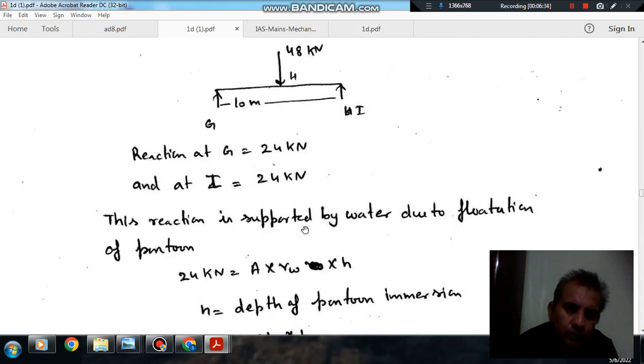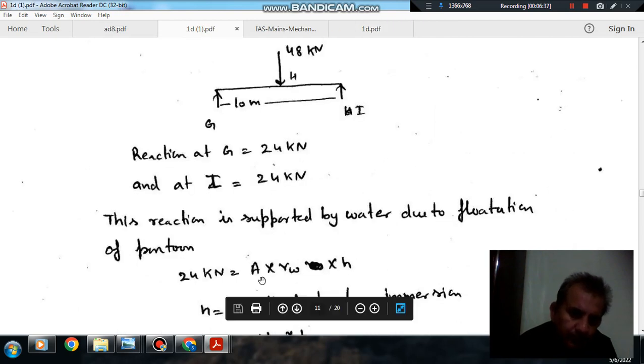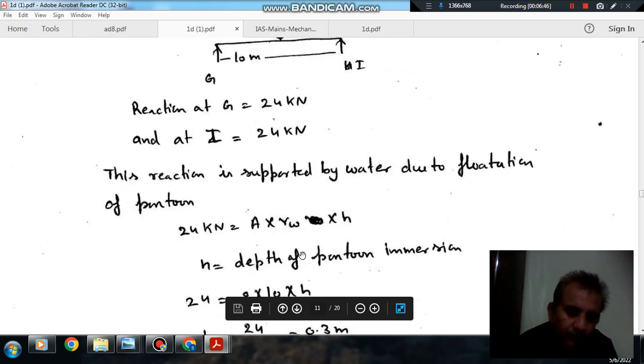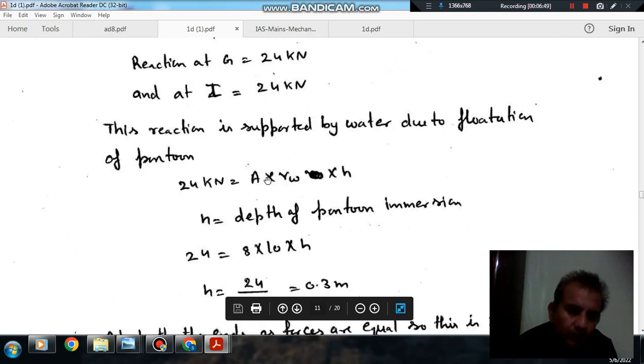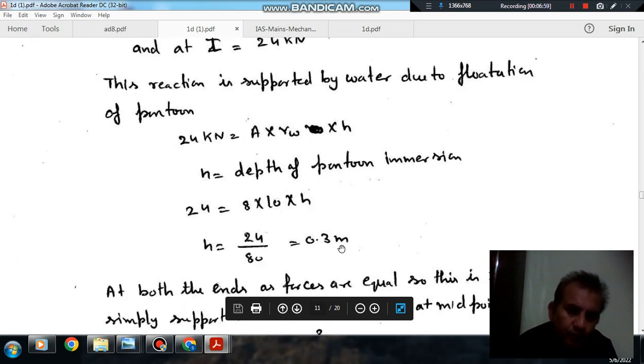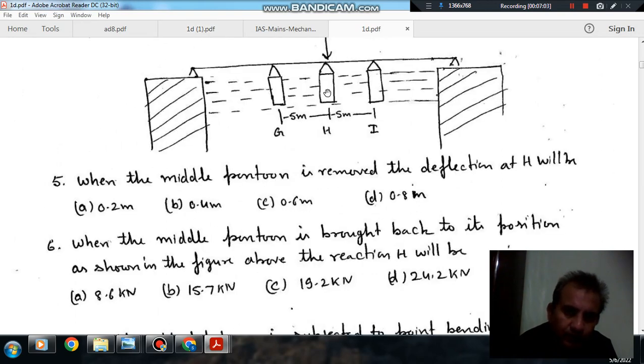Okay, so let H be the immersion of the pontoon in water, then A into H is the volume of pontoon that is in water, and this is multiplied by the unit weight of water. So from this we can find H. A is given as 8 and gamma W is given as 10, so we can find H. H is 0.3 meter. So the whole assembly will go down by an amount of 0.3 meter to provide reaction there.